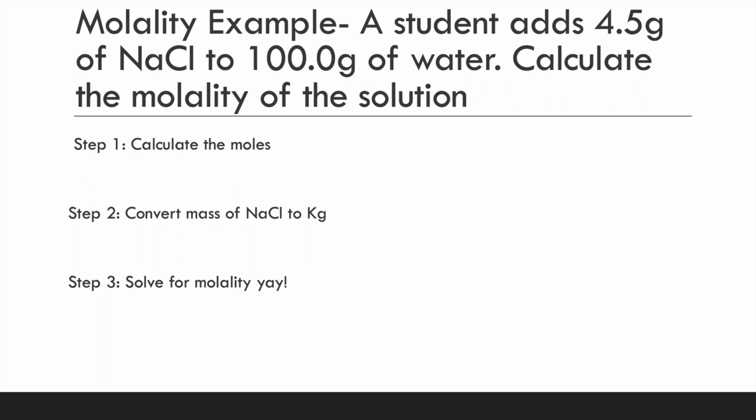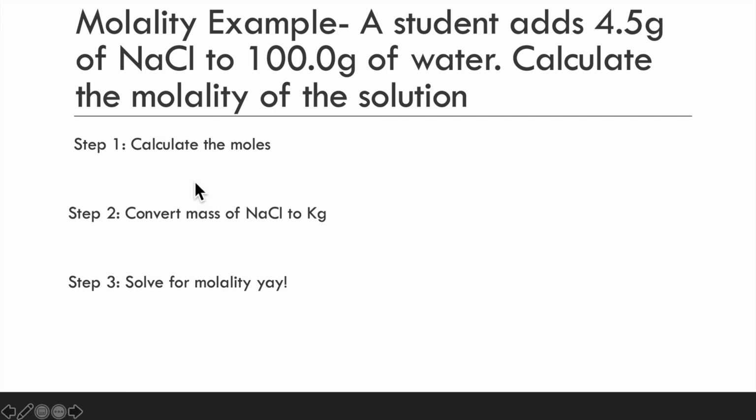All right, molality. Who remembers what the formula for molality is? Insert Edpuzzle question. A student adds 4.5 grams of sodium chloride to 100 grams of water. Calculate the molality. The steps are very similar to the steps of molarity. First you're going to calculate the moles. Then you're going to convert. This time, instead of volume, we're doing mass. So you're converting mass to kilograms. And then you just plug it into your formula.